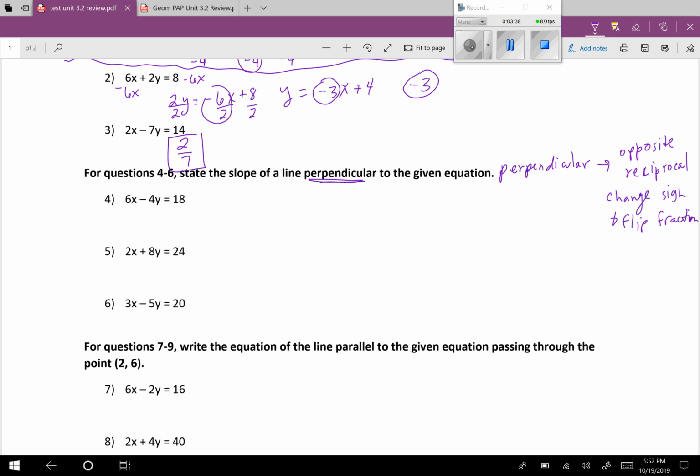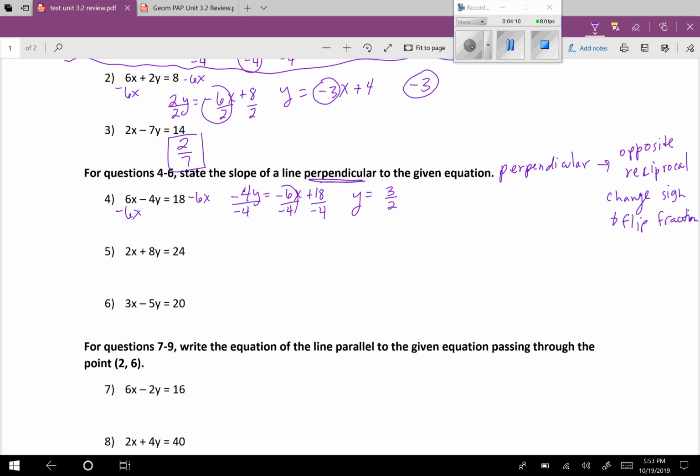So first thing though is to get these into slope-intercept form, so solving for y. So minus 6x minus 6x. So you have negative 4y equals negative 6x plus 18. Divide by negative 4. So you get y equals, and then here you have 6 divided by 4. That's going to reduce to 3/2 because it's a negative divided by a negative.